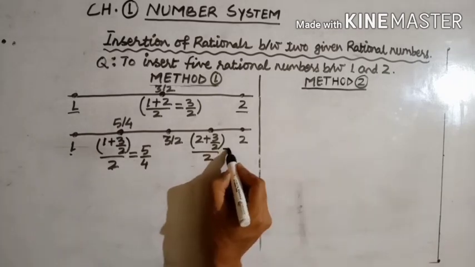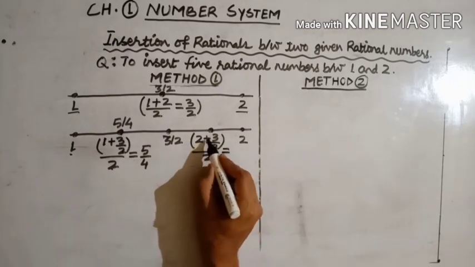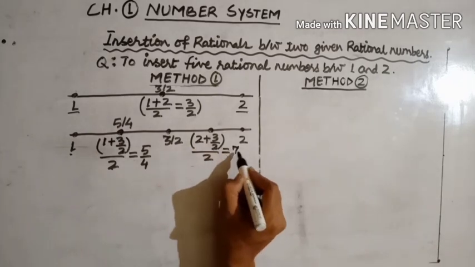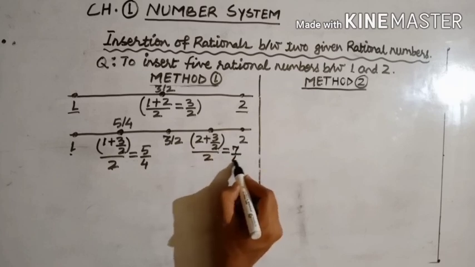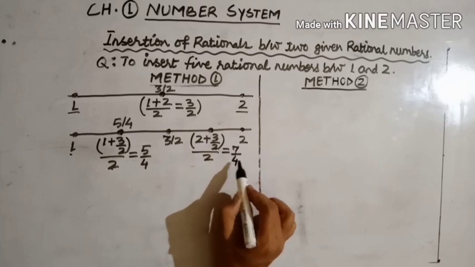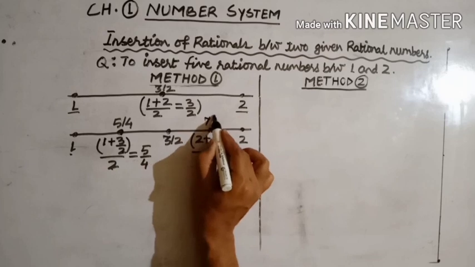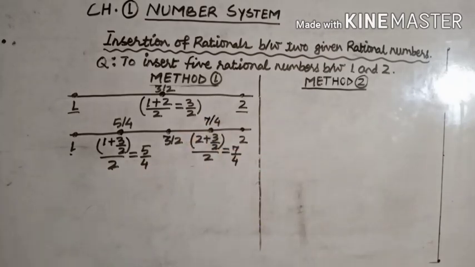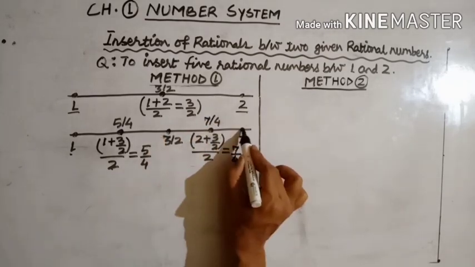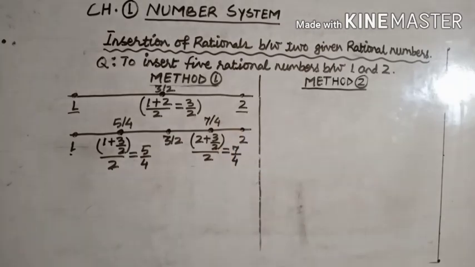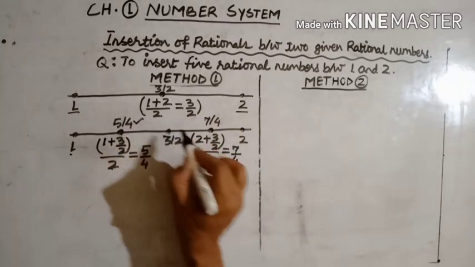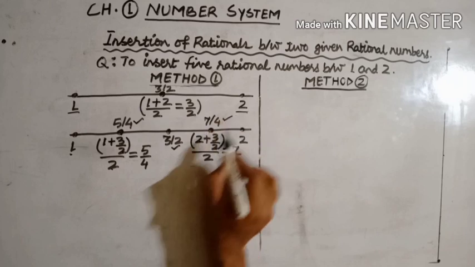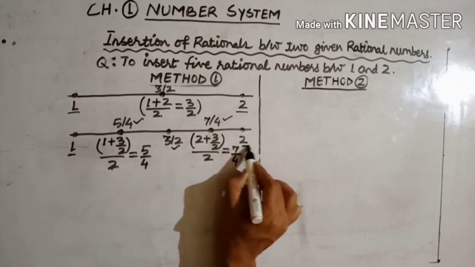Similarly, 2 twos are 4 plus 3, 7 upon 2 twos are 4. So this 7 upon 4 is the rational number lying just in the middle of 3 by 2 and 2. So in total we got 3 rational numbers lying between 1 and 2.